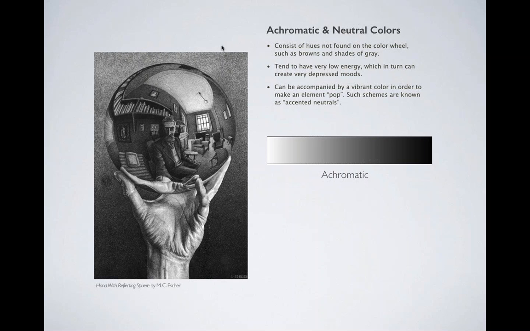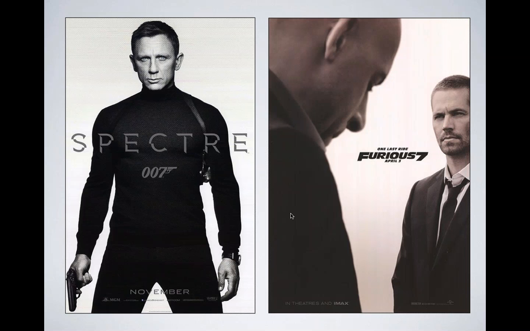So this is our classic art example. This is an illustration by M.C. Escher. And then looking at some more modern examples. And actually these are pretty good counter examples to one another. The Spectre poster is achromatic, but it's very serious. Even the look on his face is, this is serious business. So knowing James Bond, there's probably going to be a lot of very dire situations and action taking place.